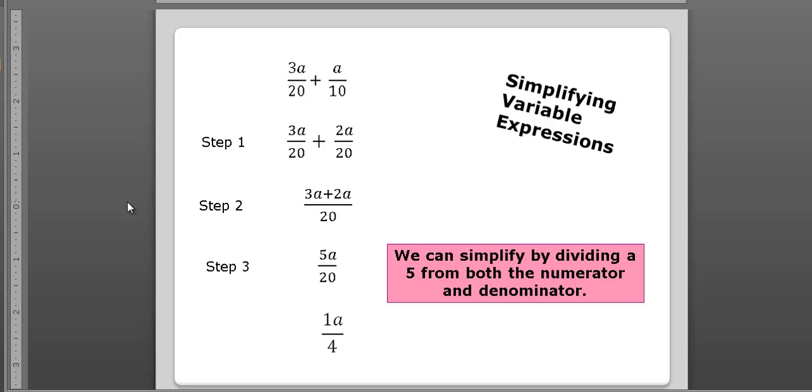When I do so, it becomes 2a over 20, and I'm going to add or combine that with 3a over 20, which will come out to 5a over 20, but I'm not done. I see that I can simplify. I can divide both the numerator and the denominator by 5, which will leave me with 1a over 4, or many of us will just simply write a over 4.